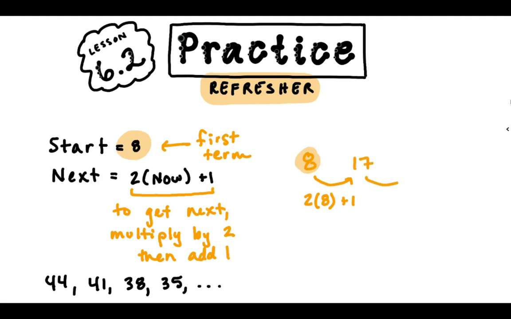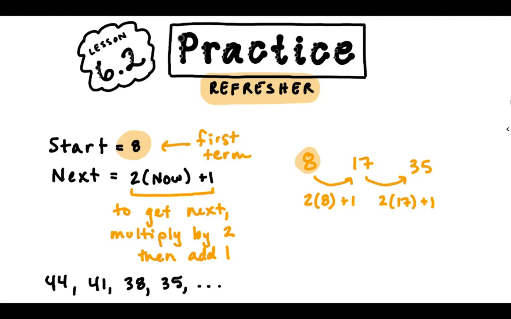Then to get the next term, we're going to do the same thing, except 17 is now our current term. So where I see now in this rule, I'm going to put 17 this time. I multiply 17 by 2, and then I add 1. Okay, 2 times 17 is 34, plus 1 is 35. So the next term in our sequence is 35.